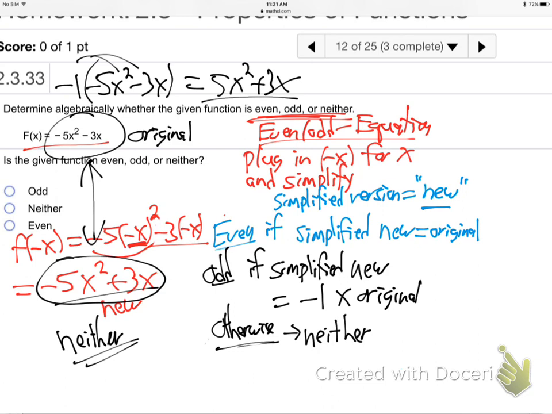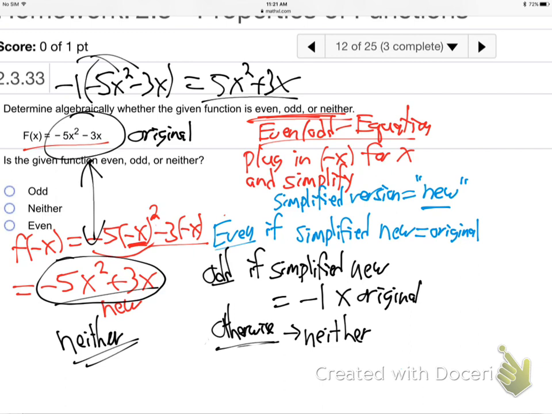Oh, no, that was a test. Yeah, so good question. Let me clarify a little bit. So these are tests. The only plugging in I do is I plug in negative x, like I did right here. Then I simplify, and I just compare the new one to the original, and I say, are they exactly the same? Are all the signs exactly the same? If so, that means it's even. If the simplified new one equals the original, then it's even.